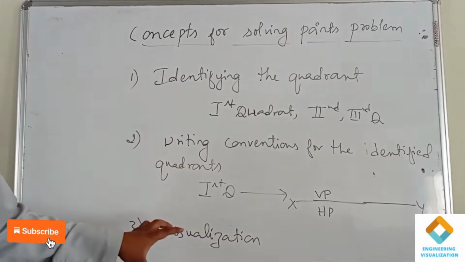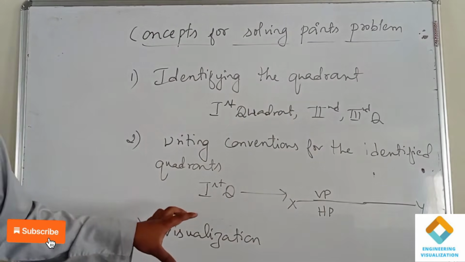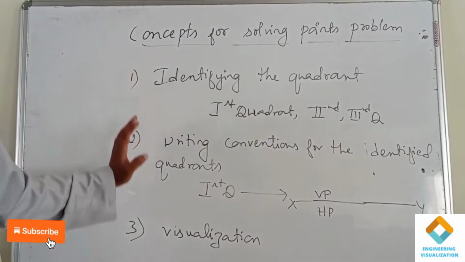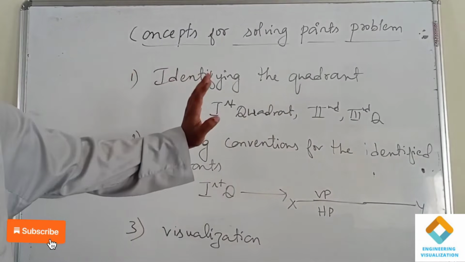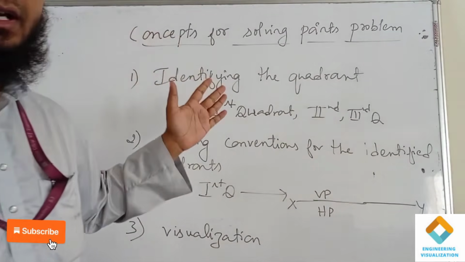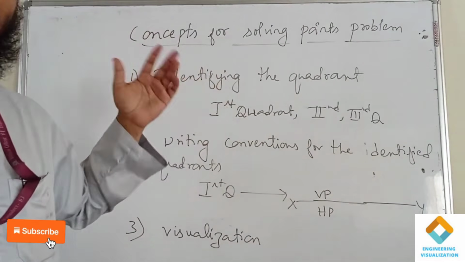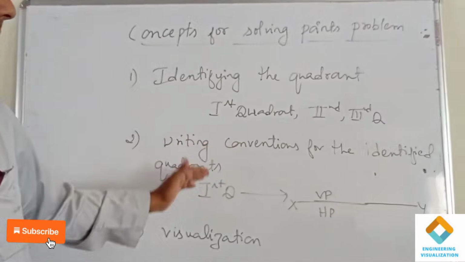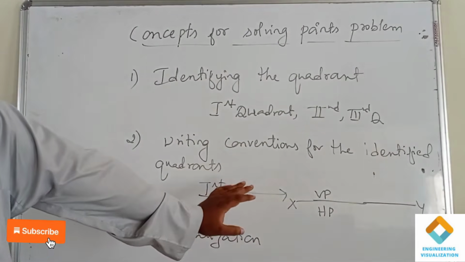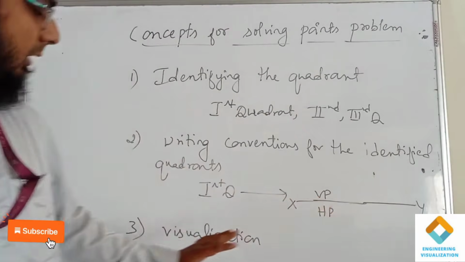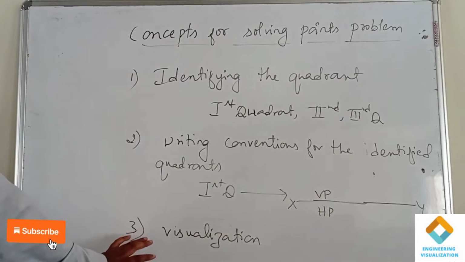Now we will discuss deeply how the visualization works. So now you understood, right? There are three basic concepts for solving the points problem. One is identifying the quadrant, that means we need to identify whether the point is lying in the first, second, third or fourth quadrant. Next, with respect to the quadrant, we need to write down the conventions for it, that is writing in terms of HP, VP with respect to the XY line. Now the third concept is visualization.